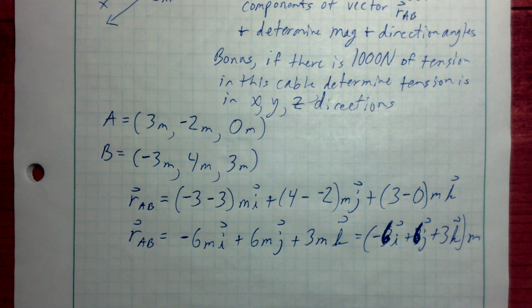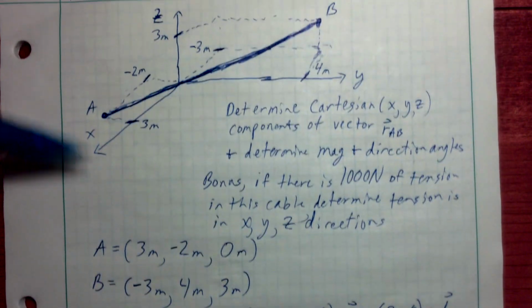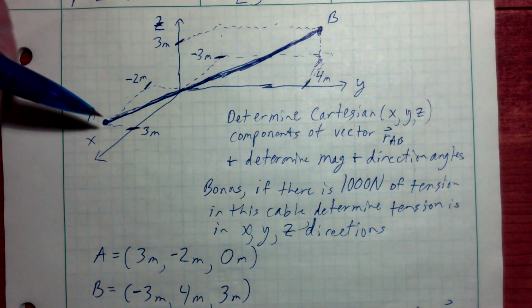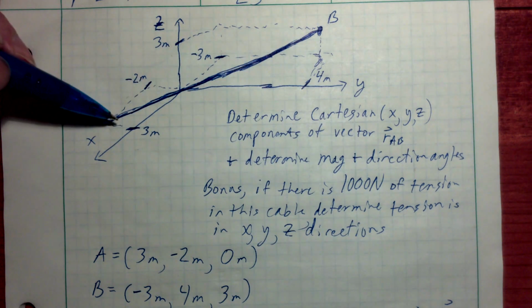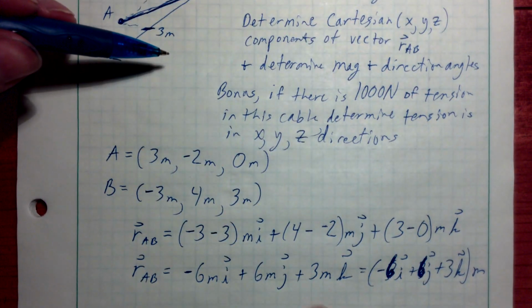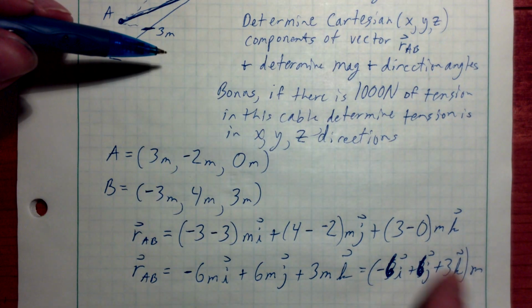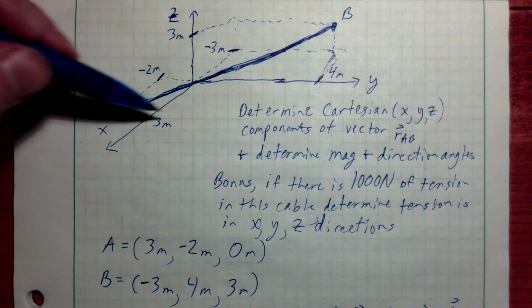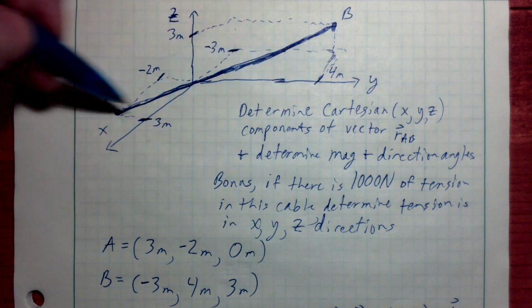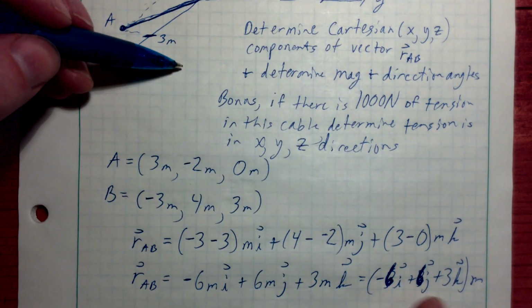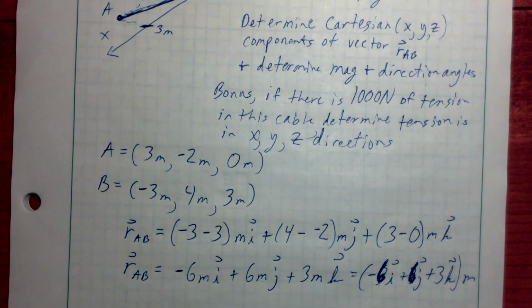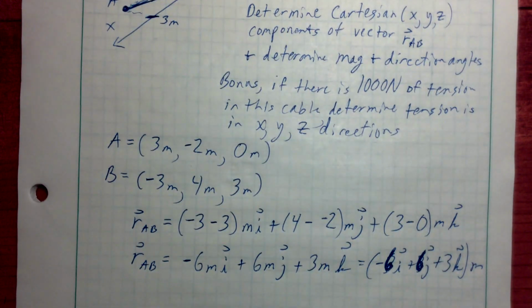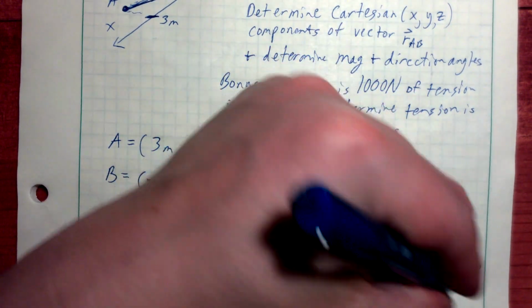All right, now does that make sense? To get from A to B, I am going to move 6 meters in the negative x direction. That's what I have here. I'm moving plus 6 meters in the y direction to get from A to B. And then I'm moving up 3 meters, positive 3 meters in the k direction. That makes sense. Okay. The problem said, what are the Cartesian components of that vector? That's this guy. That's correct.